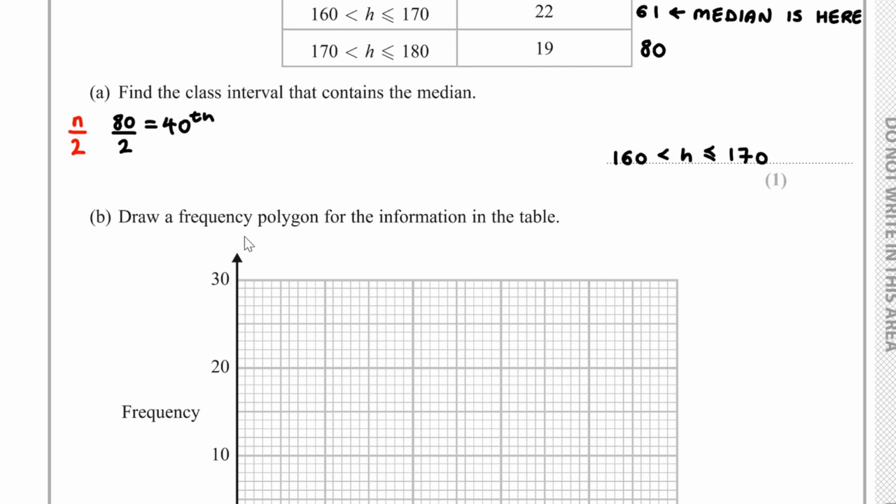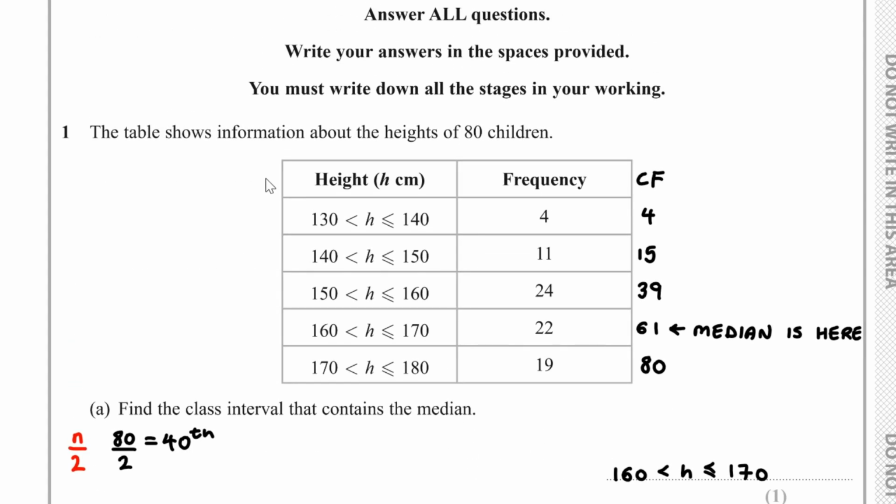And now for part B, we have to draw a frequency polygon for the information in the table. Before we do anything else, we need to find the midpoints. So the midpoint of this first interval, that's 135. Midpoint of the next interval, that's 145. Midpoint of the next interval, that's 155. Midpoint of the next interval, that's 165, and midpoint of this final interval, that's 175.